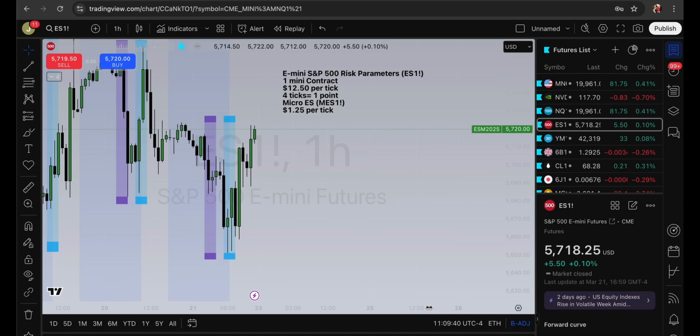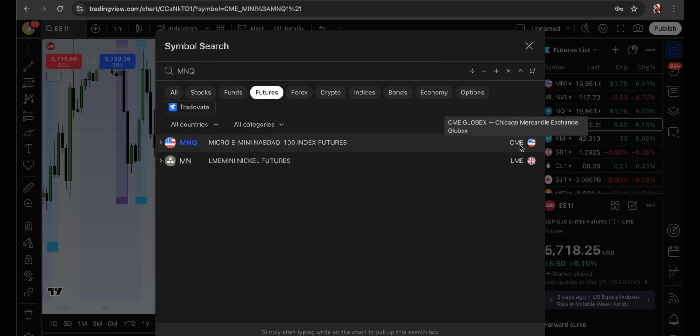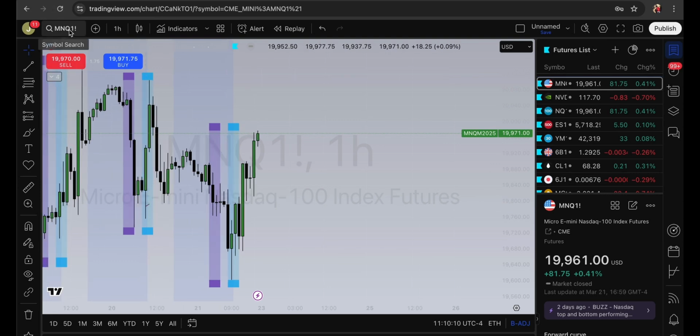In order to find the symbols for the micro contracts, you just want to type an M in front of the symbol. So for NASDAQ, it'll be MNQ. This will come up. The exchange will always be CME, because CME is the Chicago Mercantile Exchange, so all the futures brokers and futures accounts trade through this one exchange. You click on this and you're now on the MNQ chart. You always see this up here on the symbol, MNQ1 with an exclamation point. This is the continuous contract.